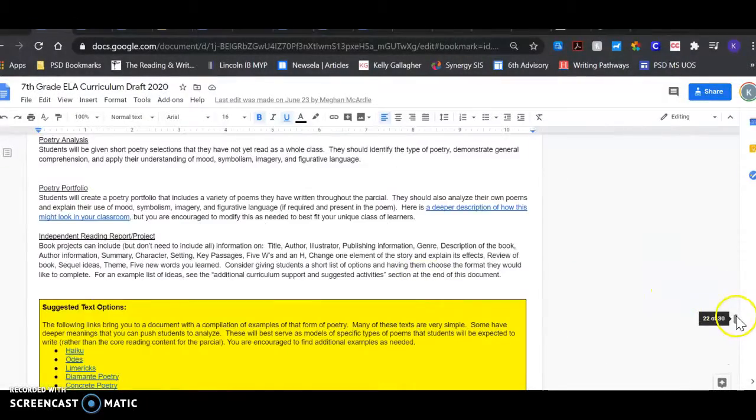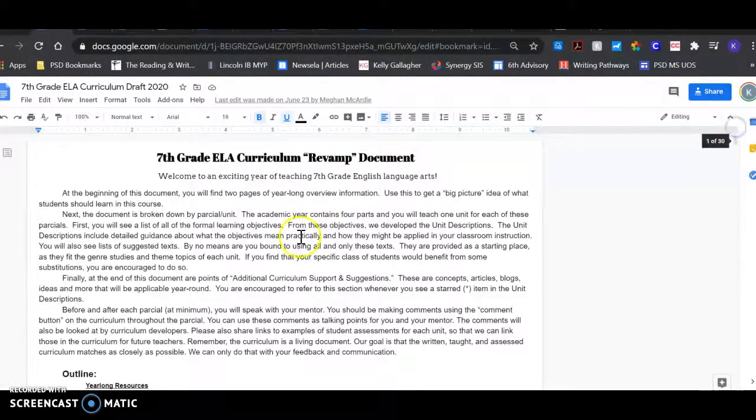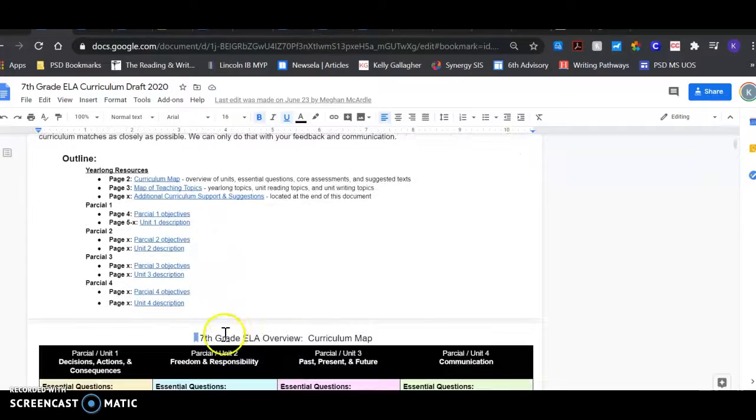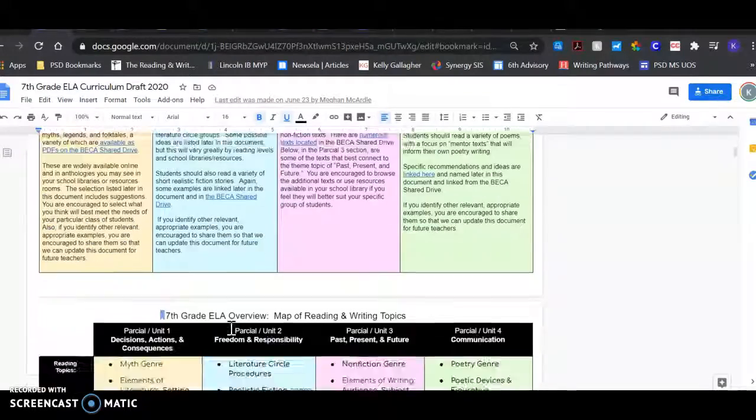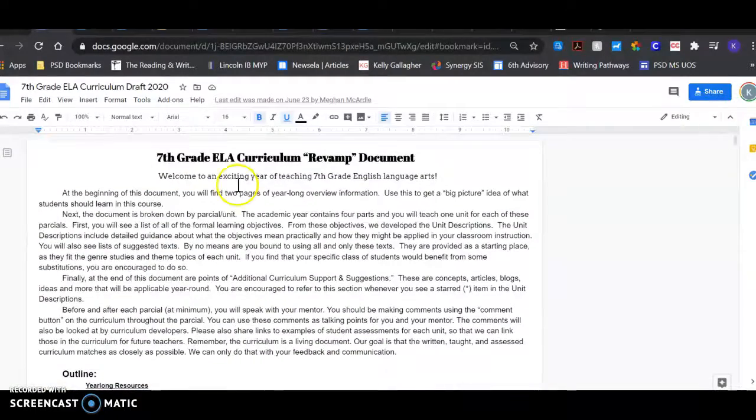So how to read the curriculum: start at the beginning, and you're going to go from very broad and general throughout the year to the more specific information about each partial and each unit.